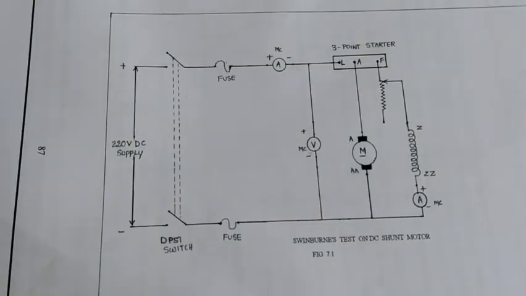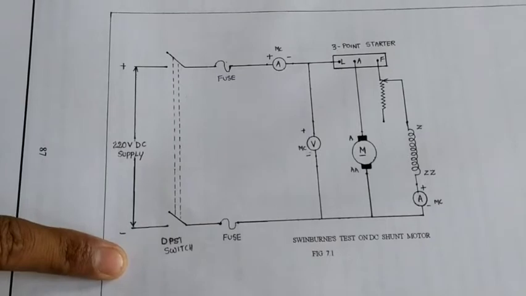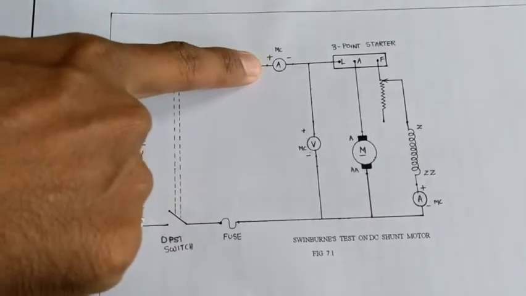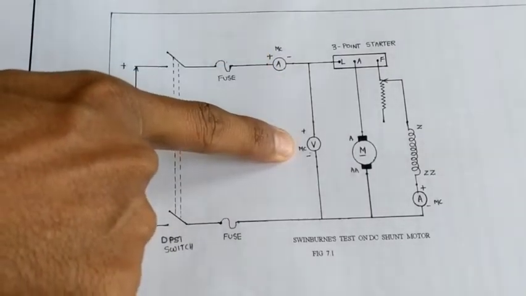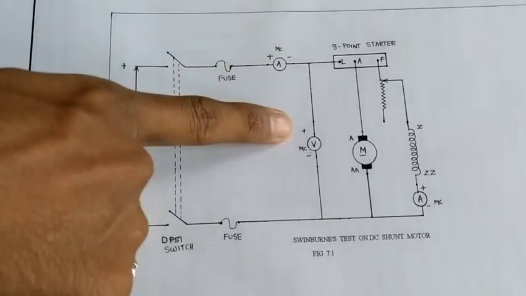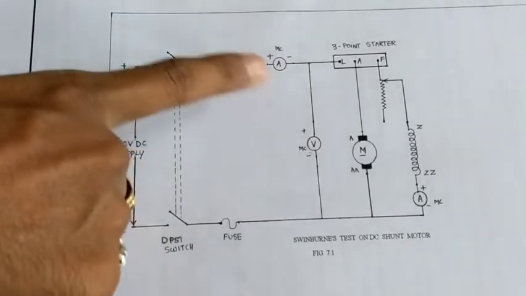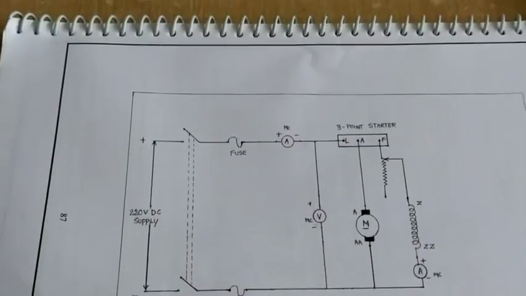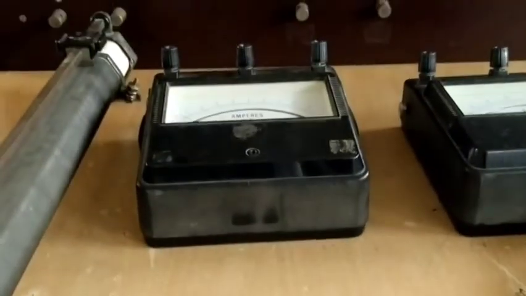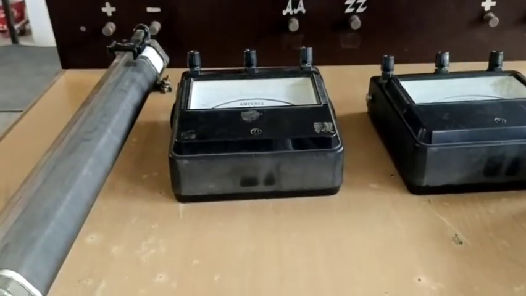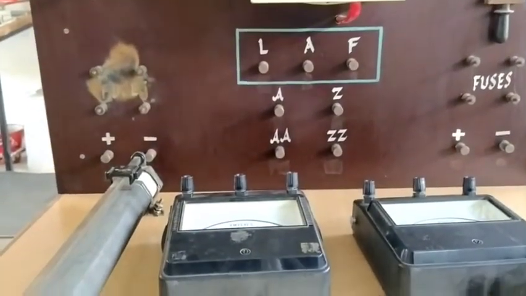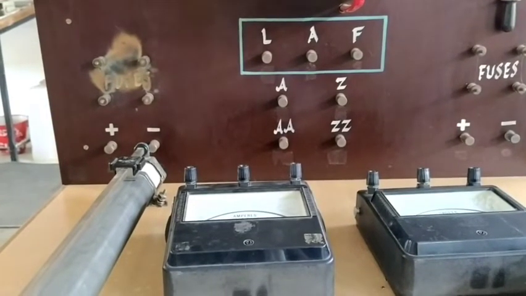So now we will see the circuit diagram of the Swinburne's test. Here we have positive and negative terminals, that is the main supply. From the positive terminal we have 2 wires, one going to the ammeter and another going to the voltmeter. So we take 2 wires and connect one wire to ammeter positive and another wire to voltmeter positive, right. I am taking 2 red wires and connecting one wire to the ammeter positive and another wire to the voltmeter positive.